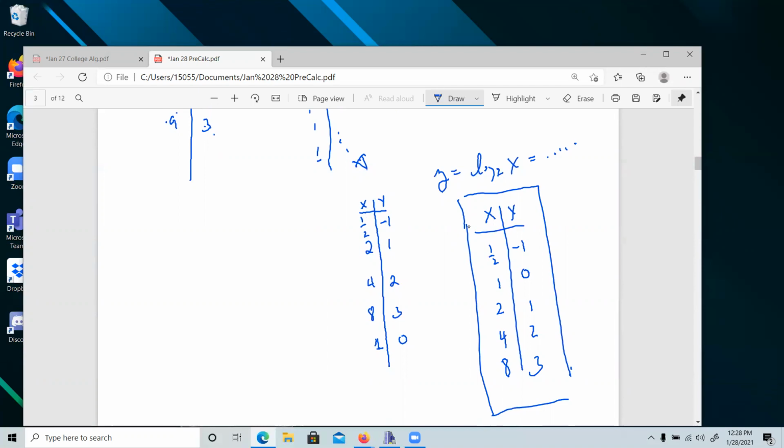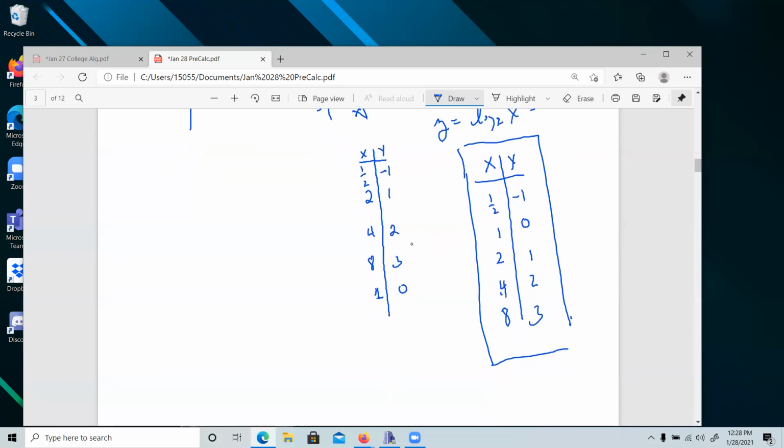No. Well, no, I didn't pick any negative x's. And that's the thing. You can't take the logarithm of a negative number. Okay. So your domain here, x has to be greater than 0. All right. You can't pick a negative number.